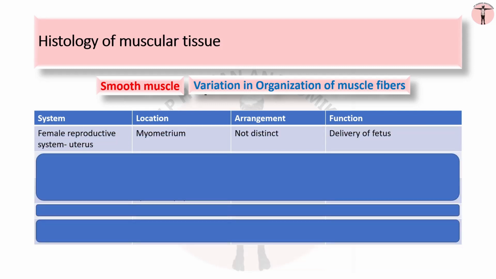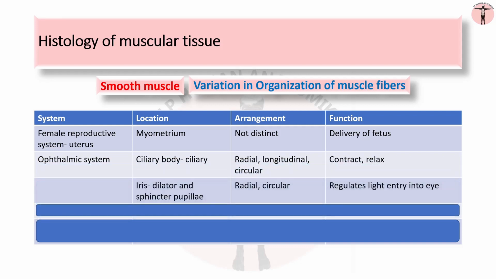Female reproductive tract. The myometrium of the uterus mostly consists of smooth muscle. The fibers are directed in different directions and cannot be demarcated. The fibers are stimulated by oxytocin to contract during labor to aid in delivery of the fetus.